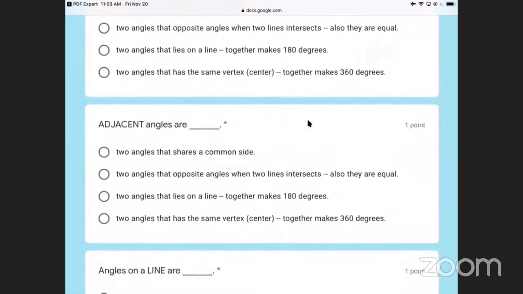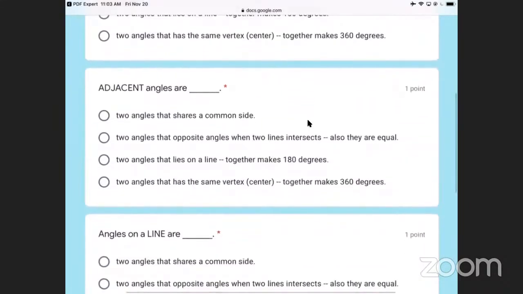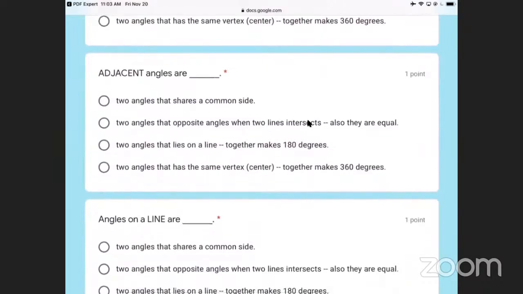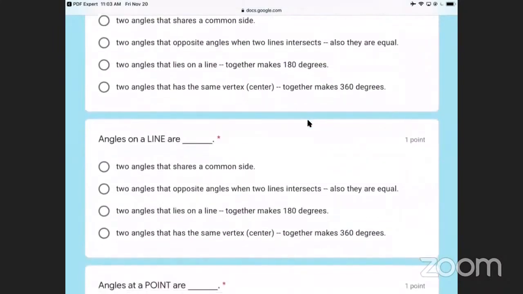And what do you think the definition for adjacent angles is? What kind of angles are they? All of them are 2 angles or more than 2 angles, but there is something common, something specific for each of those pairs of angles.